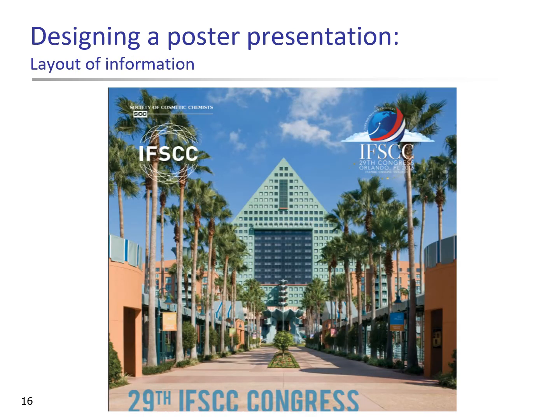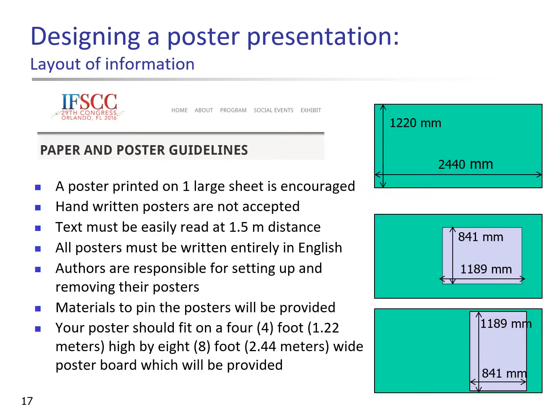If you go to a real conference, often the conference organizing committee will give quite specific details about laying out information in a poster. Here's an example of the 29th IFSCC Congress, and they provide all kinds of information about papers and poster layouts and so on. We can see here: Handwritten posters are not accepted. Text must be easily read at 1.5 meters distance. All posters must be written entirely in English, and so on. We also have dimensions of the poster, which you should be following.